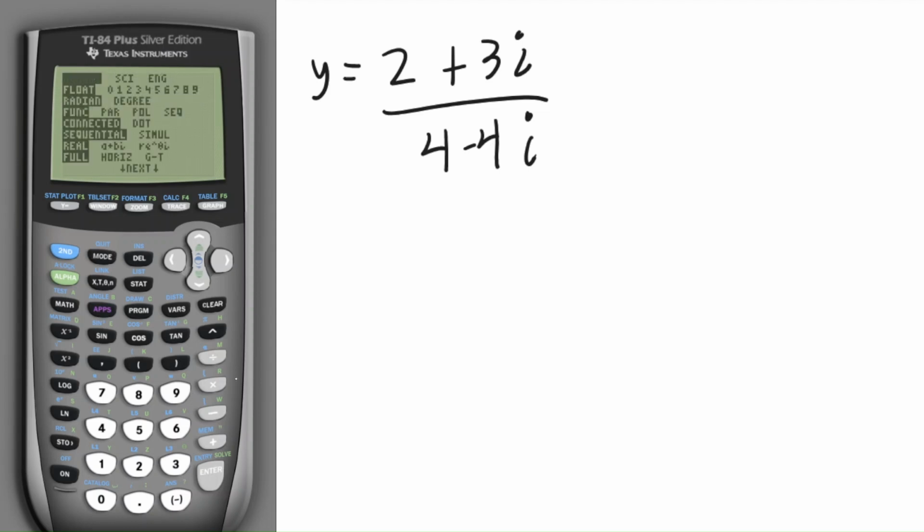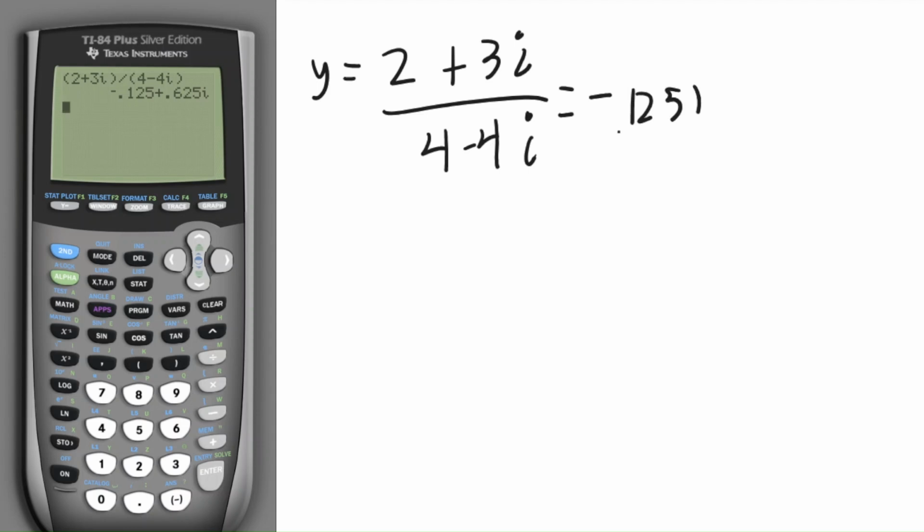So if I check the mode and look down here, there are a couple of options. There's real, a plus bi, and re to the i theta. You can choose what form you want. So if I quit out here, you'll notice we directly have the answer already, negative 0.125 plus 0.625i.